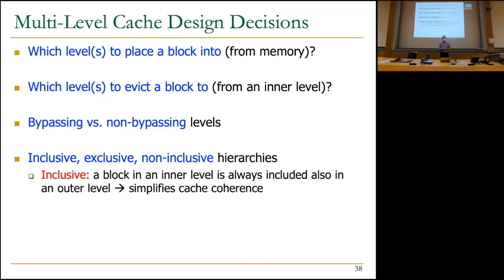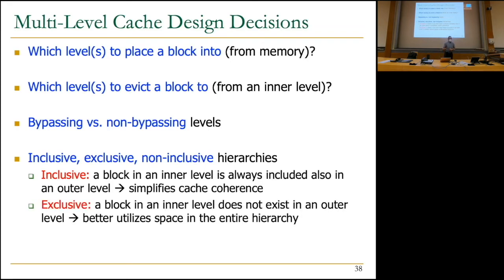Inclusive means that a block in an inner level is always included also in an outer level. Basically, there's redundancy in the levels. This L1 is a subset of L2, L2 is a subset of L3, L3 is a subset of L4. Of course, not all of them have to be inclusive with respect to the next level, right? This simplifies cache coherence. That's the upside, actually, because you can check only a subset of the levels. You can actually replicate the tag stores, which we're not going to go into.